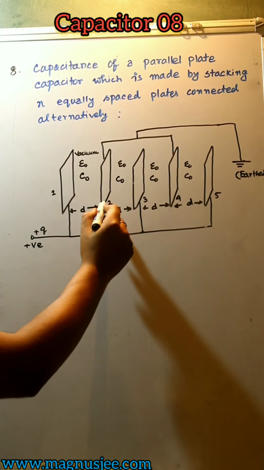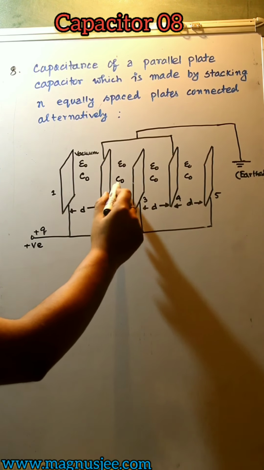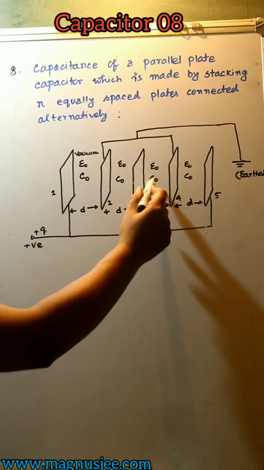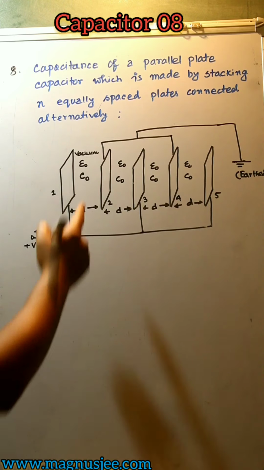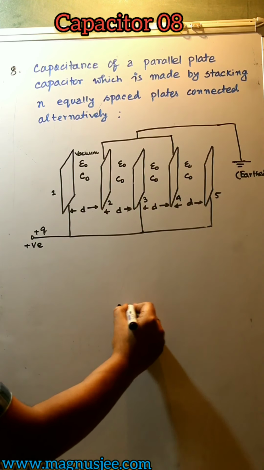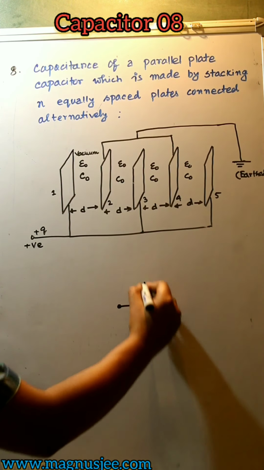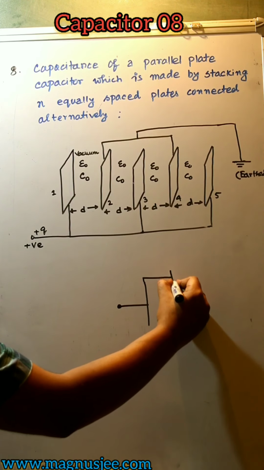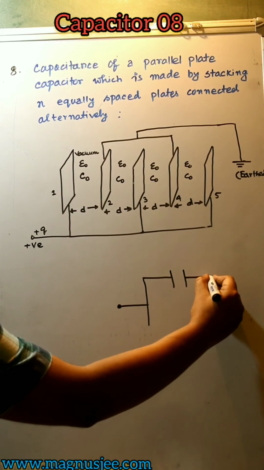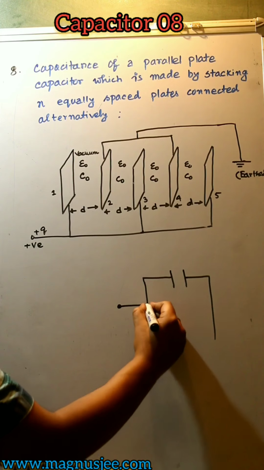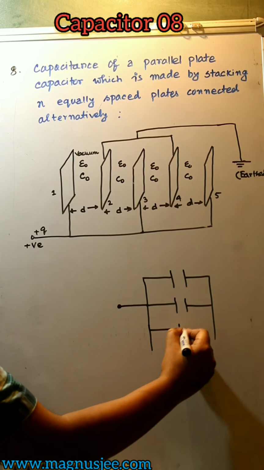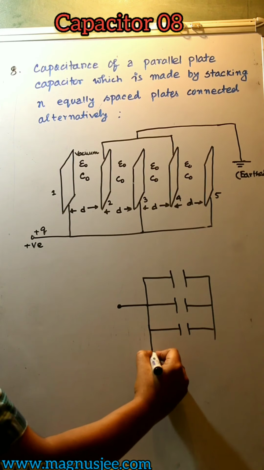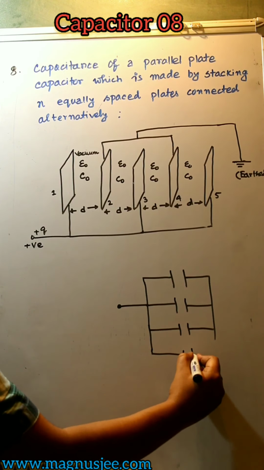The capacitance of the parallel plate capacitor formed by the second and third plate is C0. The capacitance of the capacitor formed by the third and fourth plate or the fourth and fifth plate will be C0. Here we are drawing 4 capacitors. They are connected in parallel combination. 4 capacitors, what does that mean?